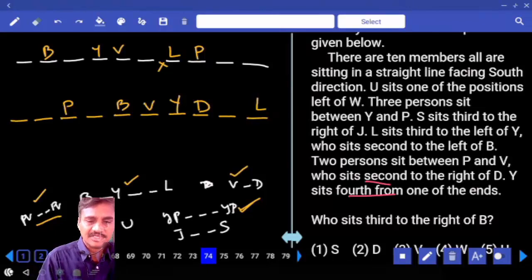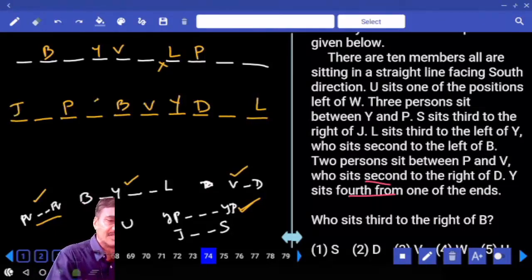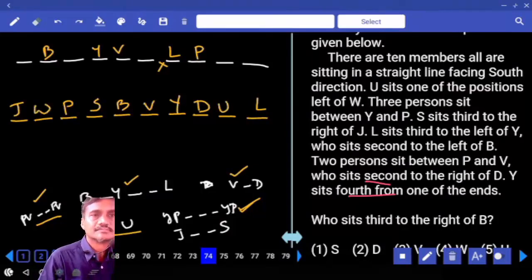J and S. In between these two, there must be exactly 2 people. And so J is here, S is here. And in this one, W is one of the positions to the left of U. W is here, U is here.